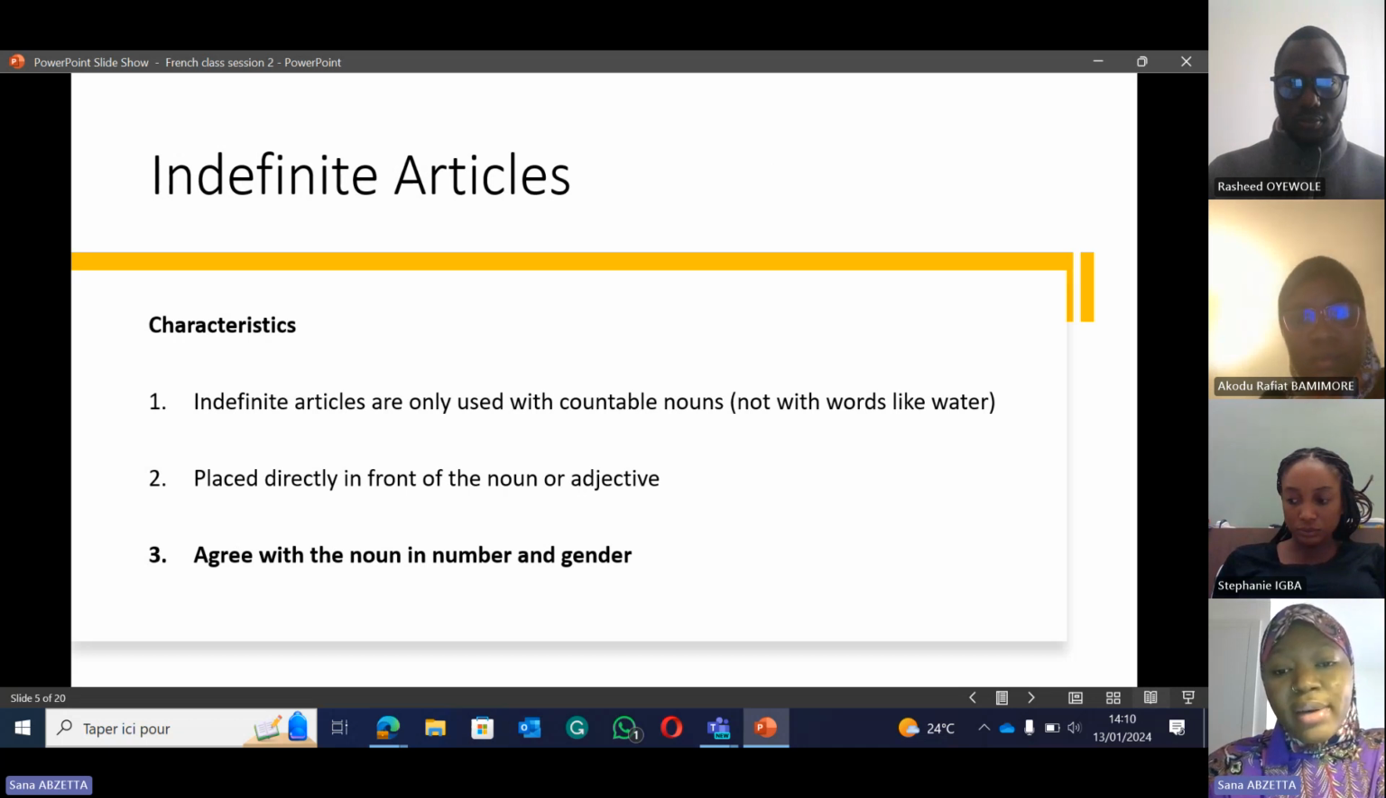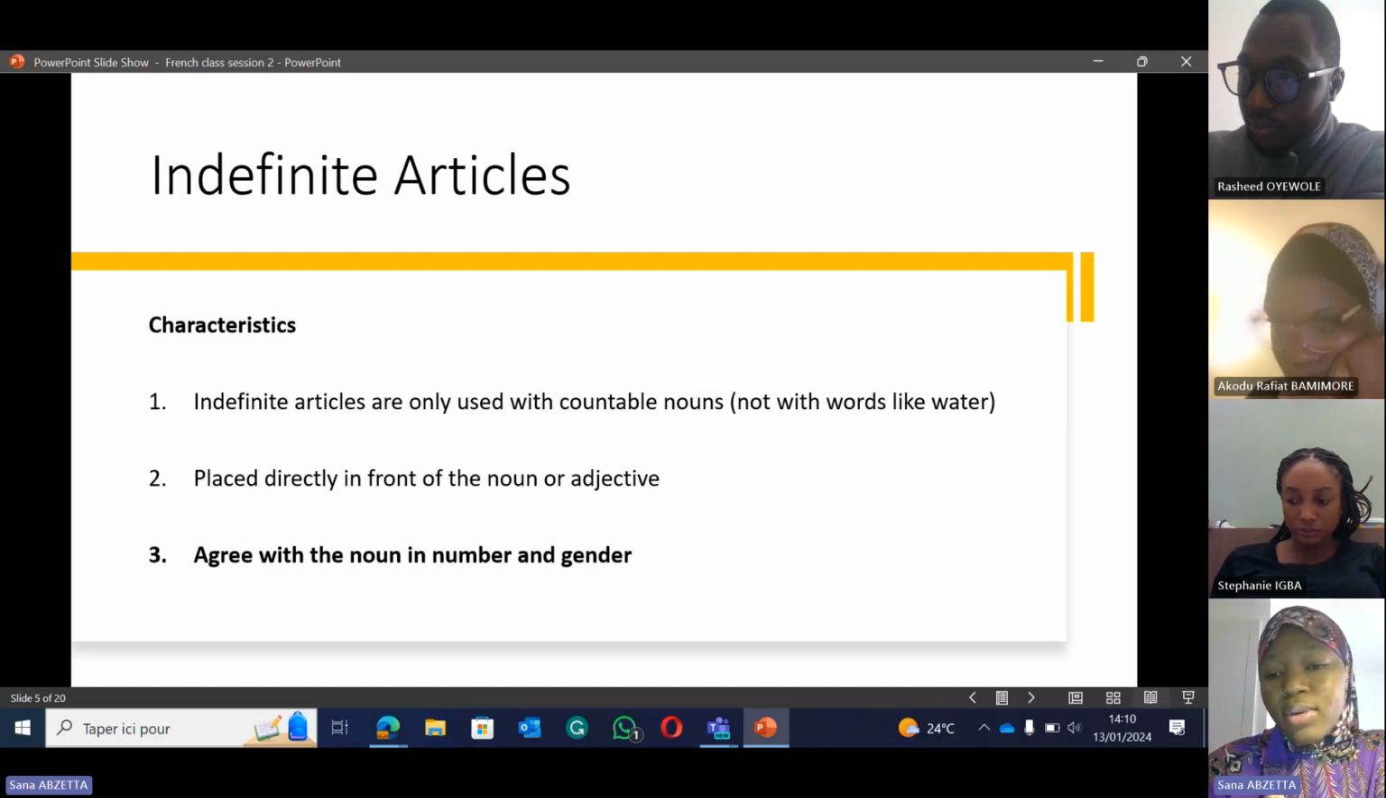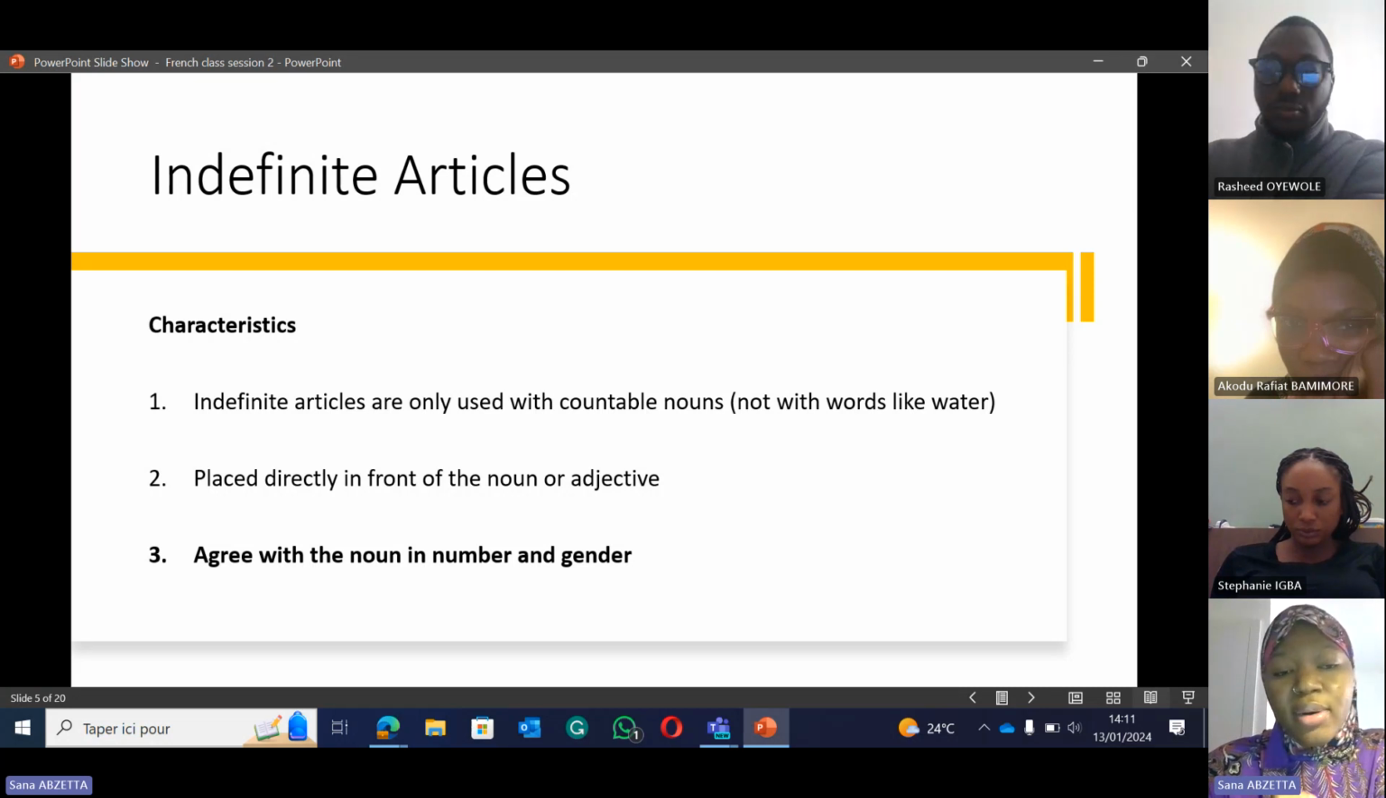It's only used for countable nouns. For example, you cannot use an article for water, because you cannot count water. It's a liquid that you cannot count. Same as milk, you cannot count milk or water. So you cannot use an indefinite article in front of these words. And it's placed directly in front of the noun or the adjective. This is basically the difference with English.